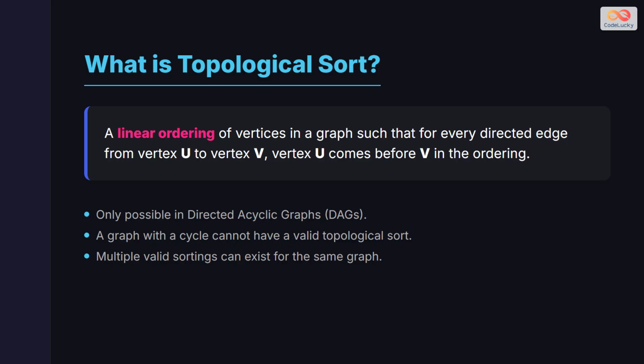First, what exactly is a topological sort? It is a linear ordering of vertices in a graph. The rule is simple. For every directed edge from vertex U to vertex V, vertex U must appear before vertex V in the ordering. This is only possible in directed acyclic graphs, or DAGs. If the graph has a cycle, you cannot sort it topologically.